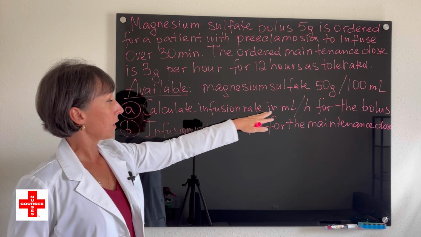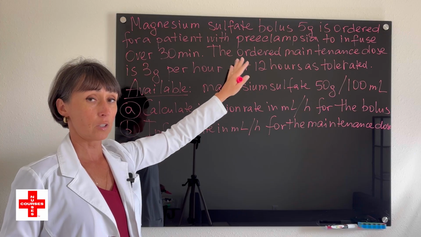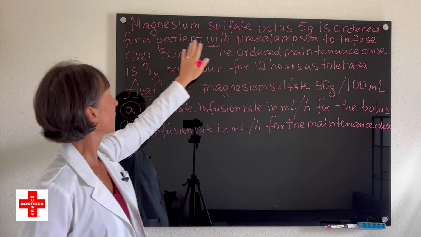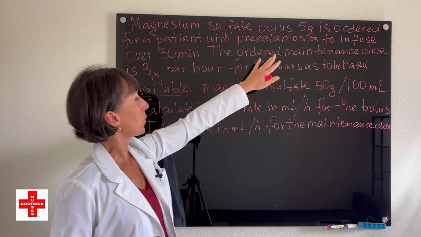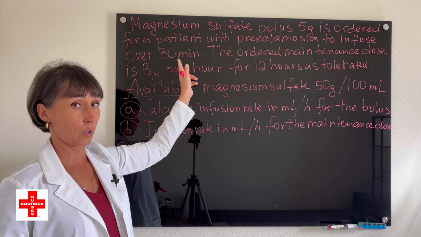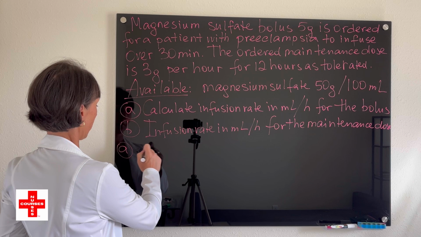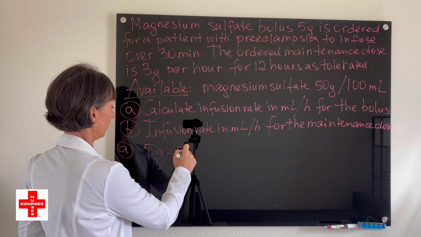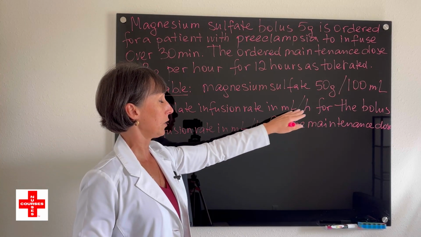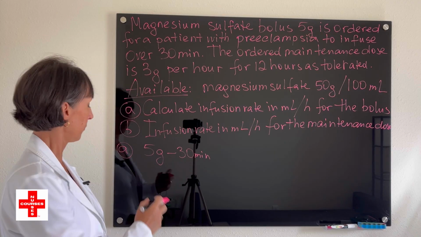So for infusion rate in milliliters an hour for the bolus, let's only concentrate on the bolus information that's given in our scenario. Okay, bolus 5 gram for a patient with preeclampsia to infuse over 30 minutes. So 5 gram is going over 30 minutes. How many milliliters an hour is going? I'm going to start with my time, because to find milliliters per hour, I need to go ahead and change this to per hour.